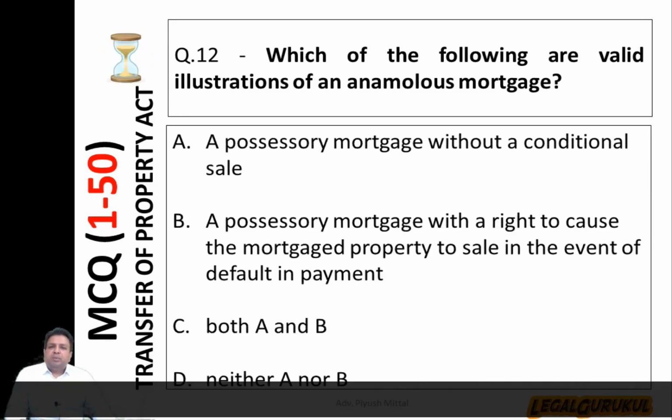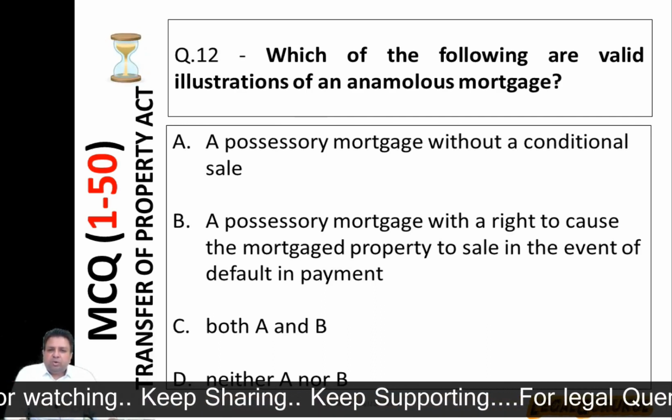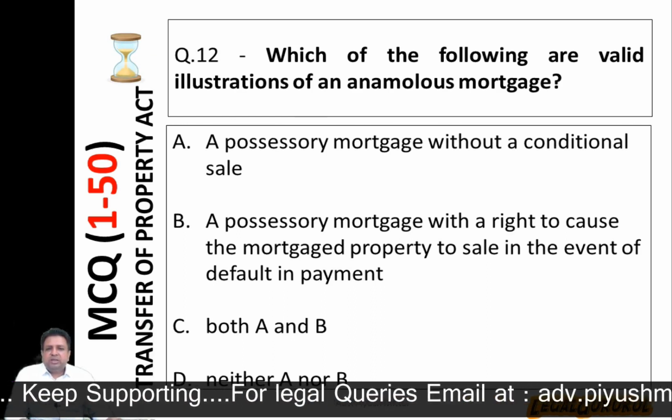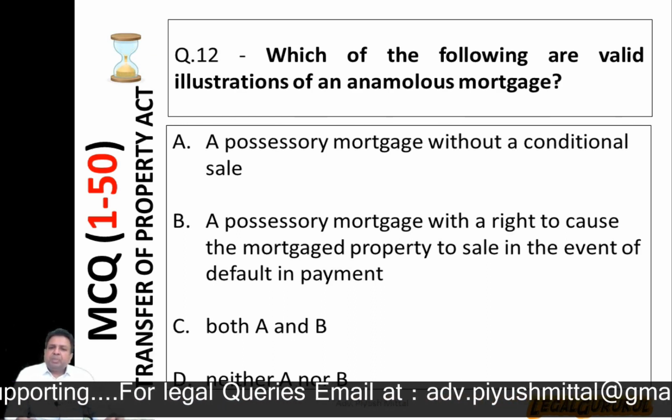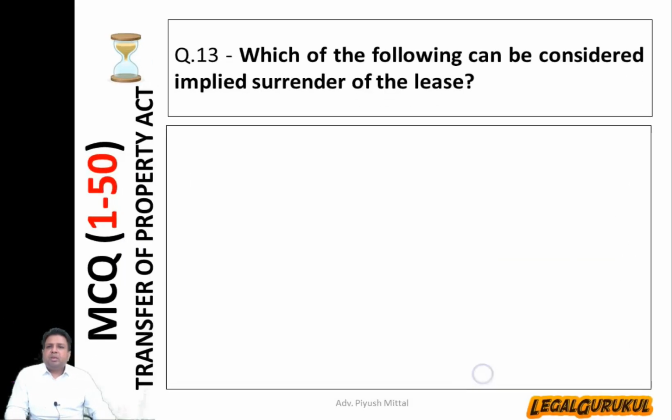Question number 12. Which of the following are valid illustrations of an anomalous mortgage? Option A. A promissory mortgage without a conditional sale. B. A promissory mortgage with a right to cause the mortgage property to be sold in the event of default in payment. C. Both A and B. D. Neither A nor B. And the correct answer is B. A promissory mortgage with the right to cause the mortgage property to be sold in the event of default in payment.